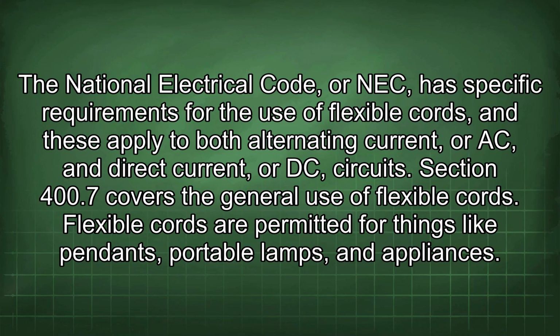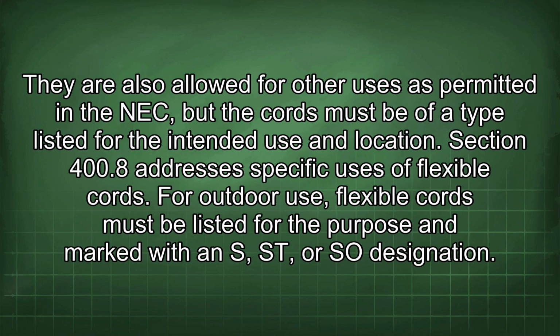The National Electrical Code, or NEC, has specific requirements for the use of flexible cords, and these apply to both alternating current, or AC, and direct current, or DC, circuits. Section 400.7 covers the general use of flexible cords. Flexible cords are permitted for things like pendants, portable lamps, and appliances. They are also allowed for other uses as permitted in the NEC, but the cords must be of a type listed for the intended use and location.